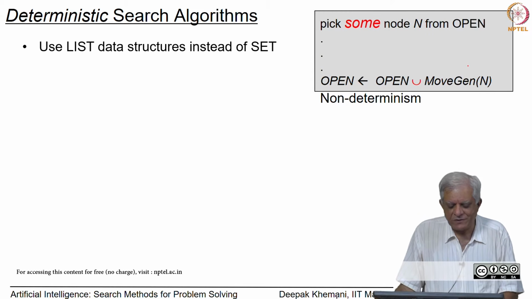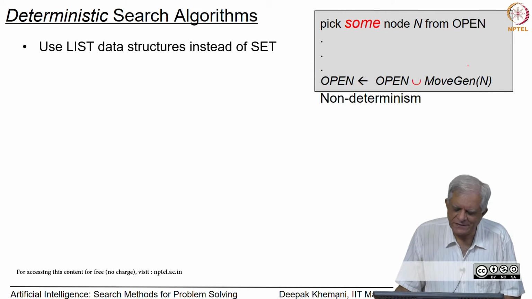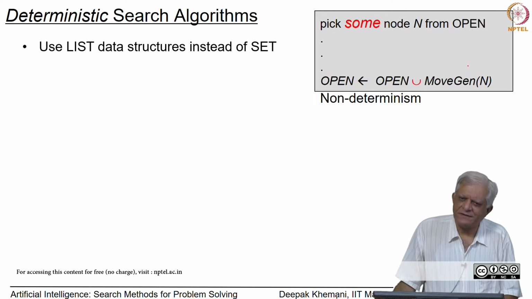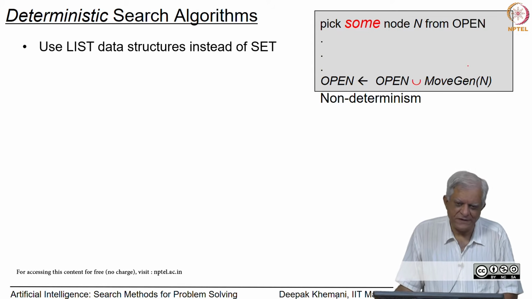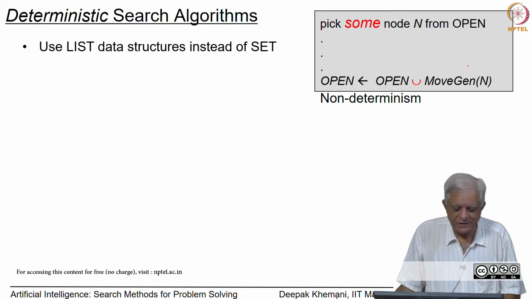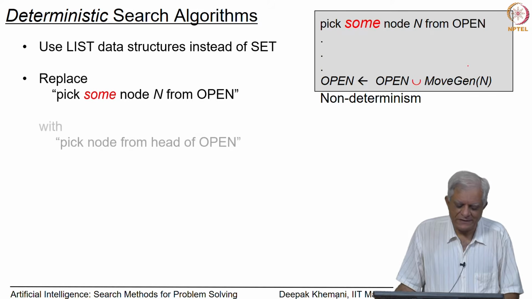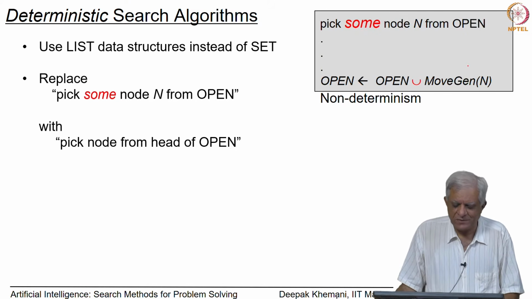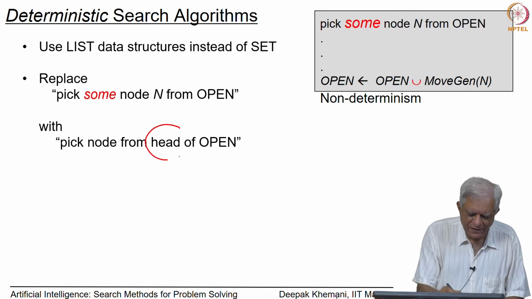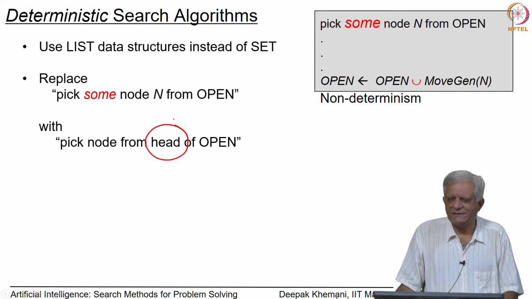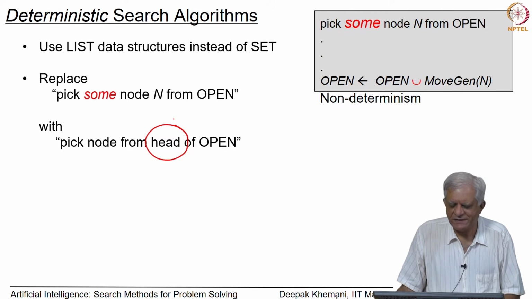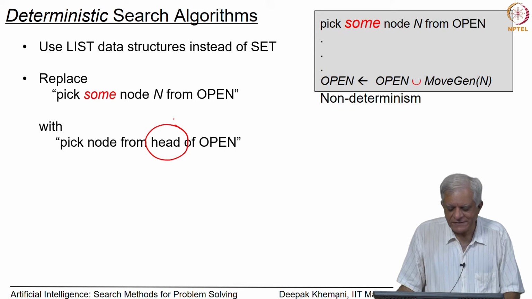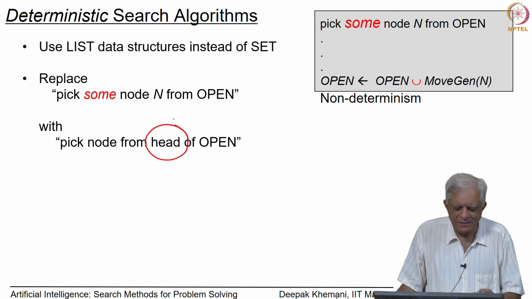Okay. So, the first thing we will do is that instead of a set, we will use a list, because a list is easier to implement, and in fact, very often you might implement sets also as lists, though there may be other ways of doing that, and it is easier to operate on lists. So, we will assume that we are working with lists. Now, since we are working with lists, we will replace the statement pick some node n from open, with pick the node which is at the head of open. Now, we know that in a list structure, a head element is very easy to access, and this will make our life a little bit simpler essentially.